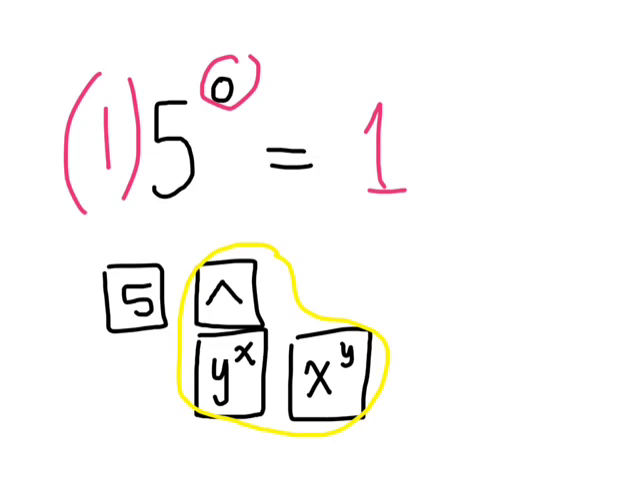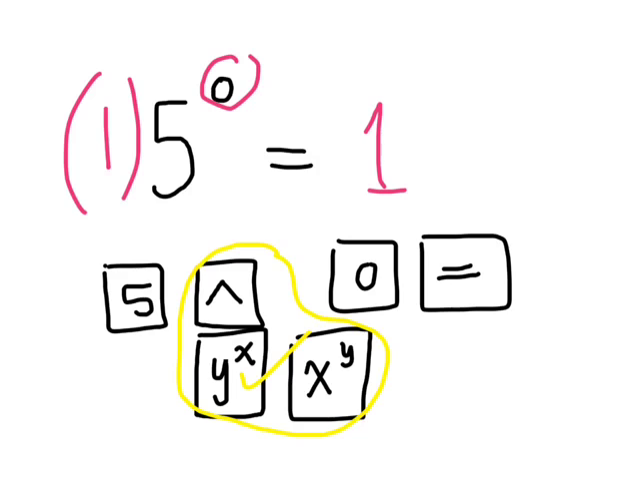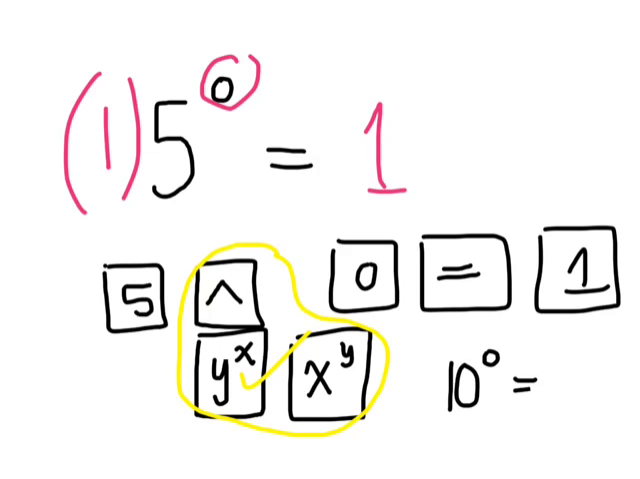So I'm going to punch in 5, and then my calculator has this one. So I'm typing in 5 to the power of, and then I'm going to punch in the number 0, because this question is 5 to the power of 0. And then we hit the equal sign, and it shows us 1. Okay, so try another one. Anything to the power of 0 is always going to be equal to 1.